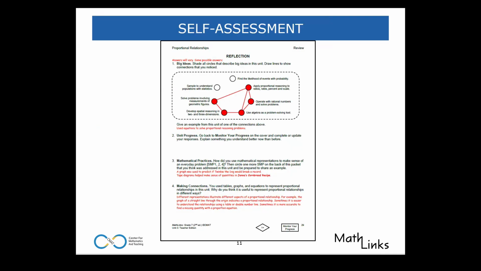This reflection page appears at the end of every student packet. Many students experience joy as they take ownership of what they've learned and feel pride in their growth.